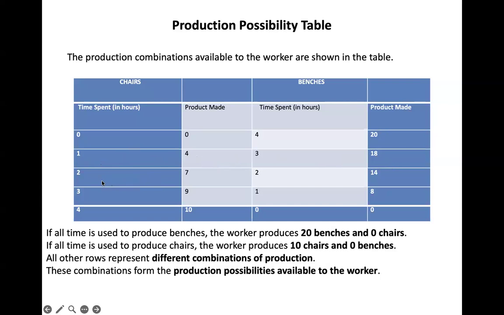But if he uses 2 hours, and he wants to produce 7 chairs, he has to reduce the number of benches, that is from 18 to 14. Because he has to forgo some benches in order to produce additional chairs. But if he uses all the 4 hours, he can produce 10 chairs, but 0 benches. So this table can be represented in graph form.